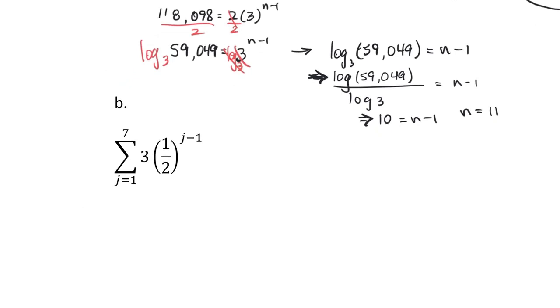For part B, this is sigma notation. It's a partial sum because we're only adding 7 terms. So you have to decide which partial sum formula. And again, you decide by looking at what kind of function this is. This is exponential, which means this is geometric. So we're going to use the same partial sum of a geometric sequence.